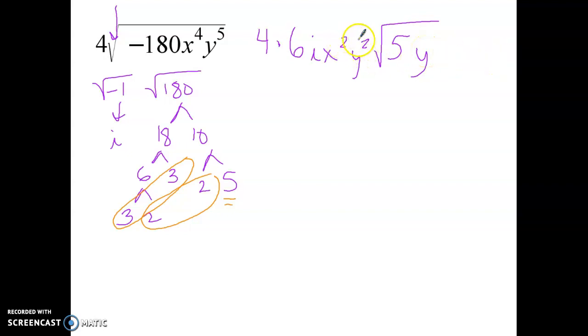Okay, now look at my exponents. Are either one of those odd? Nope, they're both even, so they're both fine. I don't need any absolute value bars, but I do need to simplify right here. I do need to multiply 4 times 6. 4 times 6 is 24. I got my i still on there. 24i x squared y squared, square root of 5y is the final answer.